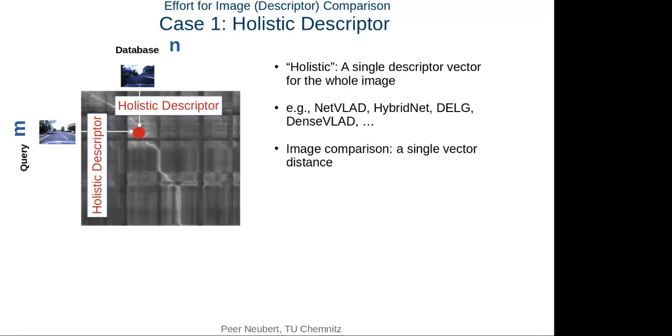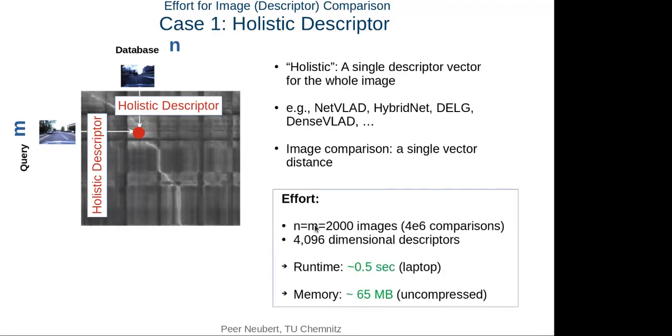So the important thing is that computing the similarity between two images just means a single vector distance computation between those holistic vectors. And that's super fast. So if we have those 2,000 images, 4 million comparisons, and each of them might be even 4,096 dimensional, which is a typical size for something like this NetVLAD descriptor, then the runtime on my laptop, so a hardware that can easily be put on the robot, is half a second and a few megabytes of memory, so no problem. However, of course, there's a case two.